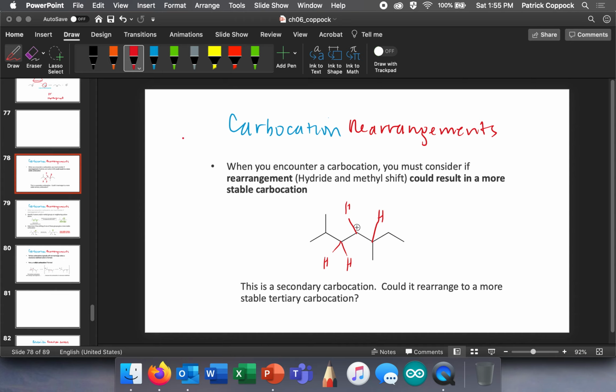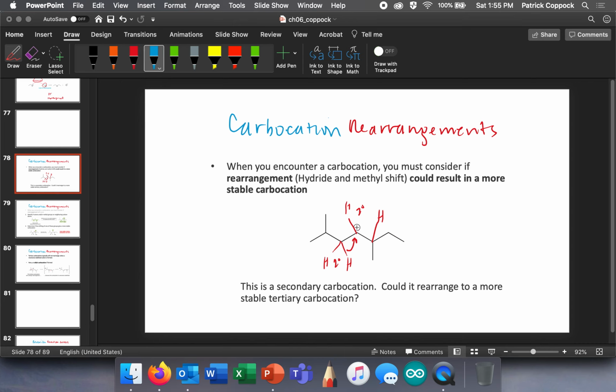And I guess I'm going to do this with the slides too. But you can see what I'm doing here. I'm setting myself up for saying, is another carbocation possible? And if I flip from here to here, then I'm going to go from a secondary carbocation to another secondary carbocation.